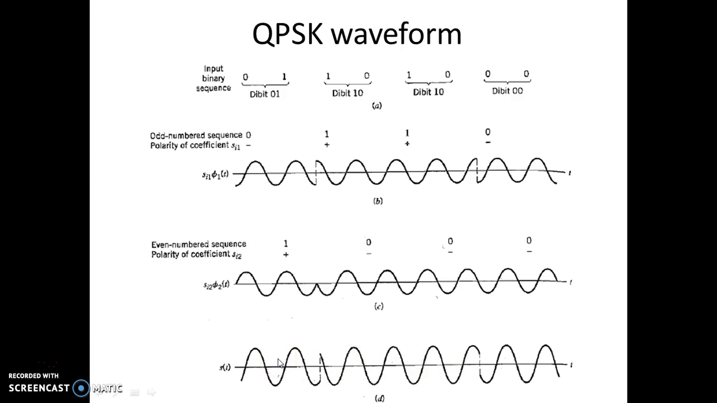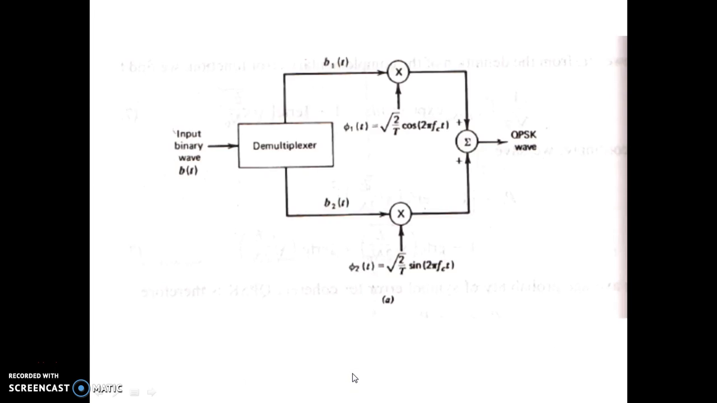The disadvantage of this QPSK waveform is that there are positions where there is an abrupt transition like this. This is a discontinuity, which is not desired in a communication system. This discontinuity may lead to non-linearities in the communication system. So in order to overcome this disadvantage, we go for a technique called minimum shift keying, which will be discussed next.